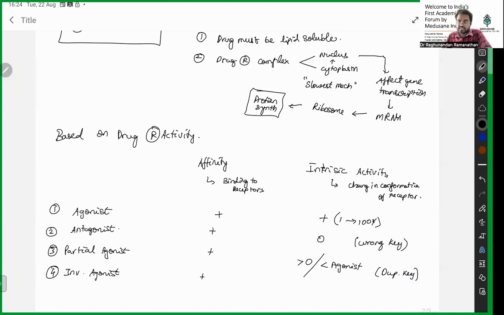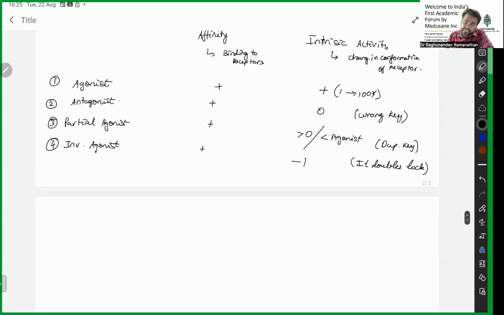What is an inverse agonist? When you put in a key, it should unlock from the lock. But this does something else: it gives another extra lock. So it doubles your lock. Instead of opening, it is going to double your lock and the final result will be -1.